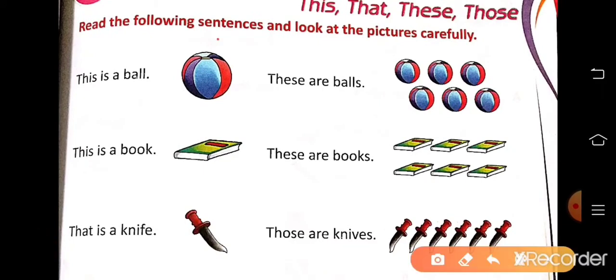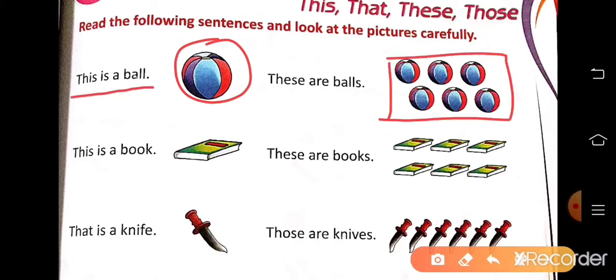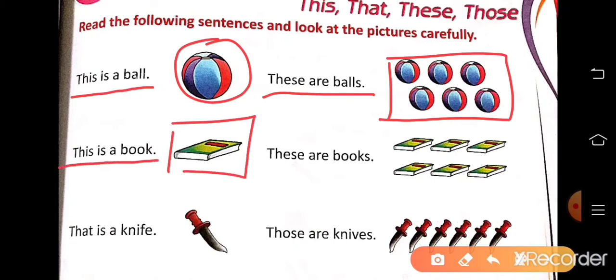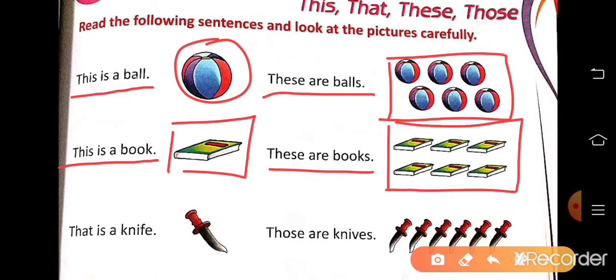First picture, ball. This is a ball. And here, more than one ball. So these are balls. One book. This is a book. More than one book. These are books.